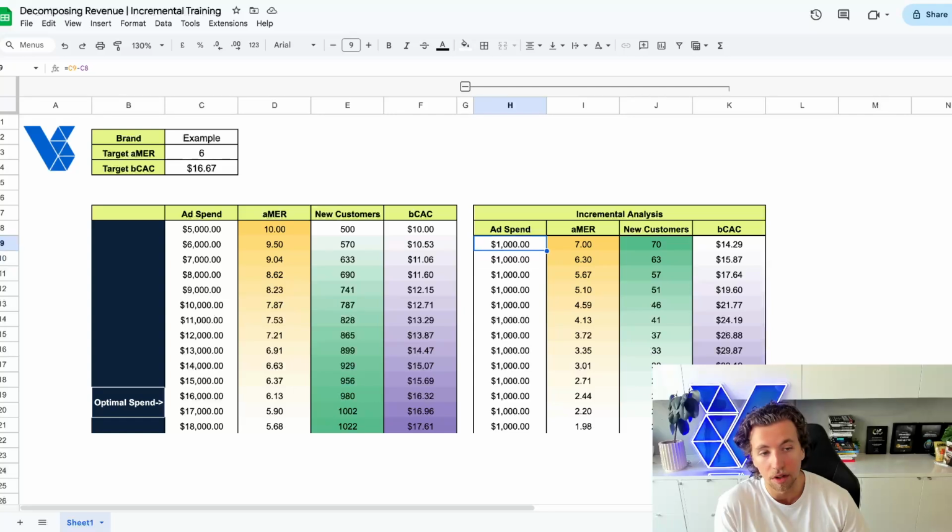Well, it's $1,000, so we're spending $1,000 more. Okay, how many extra new customers do we get for that $1,000 in spend? Well, we get 70 new customers. Okay, well now we can just do an acquisition MER and a blended CAC calculation based on these extra customers that we've acquired. So when we go from $5,000 to $6,000 in spend, we get an extra 70 customers and we pay $14.29 per customer, which is also a 7 acquisition MER, which is on target.